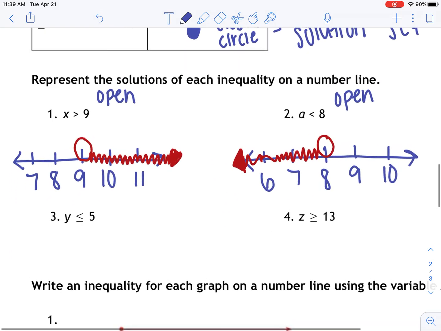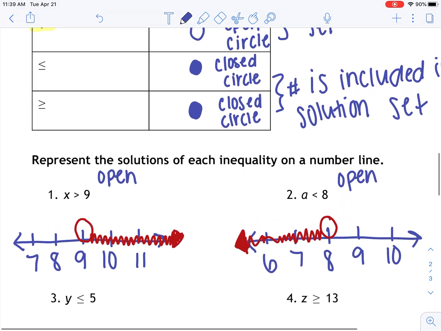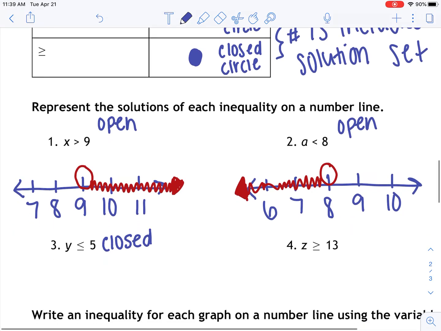Let's look at number 3. Y is less than or equal to 5. If I look at my less than or equal to symbol up here, now I have a closed circle because of that equal sign, meaning that 5 could be a possible answer for Y.